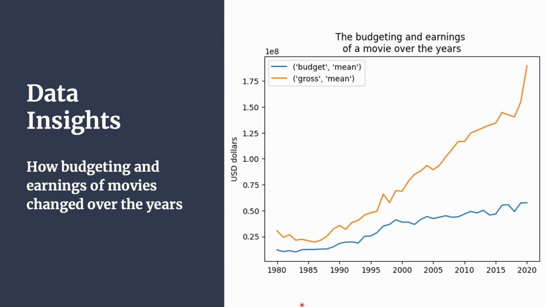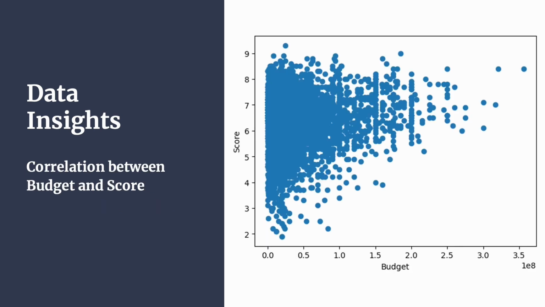Then we decided to look at some trends for our data set, and the very first one we decided to look at was how budget and gross sort of changed over time. As we can see, both of those attributes grew. However, the gross attribute grows much faster than the budget attribute, which means that movies tend to make more and more money over time without spending as much money on the actual production of the movie, which is pretty interesting.